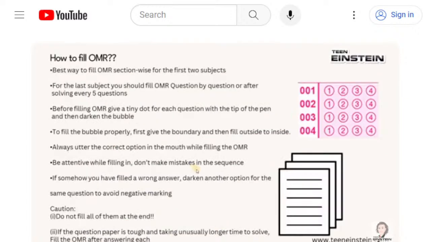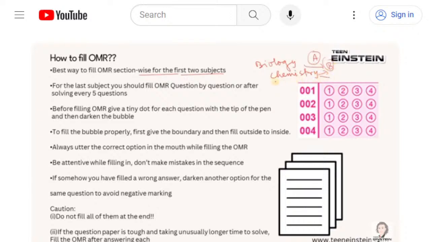Now, how to fill the OMR sheet and what precautions you should take before filling it. There may be many ways to fill the OMR sheet, but the best way is section-wise. For the first two subjects, suppose you are answering biology and chemistry first, first solve the questions of section A and fill the OMR sheet, and then solve section B and fill the OMR sheet for that section.